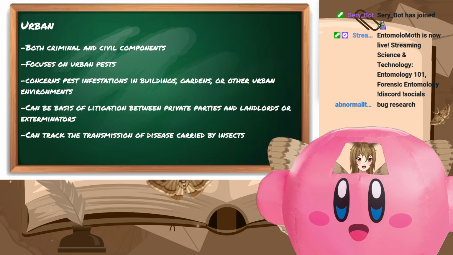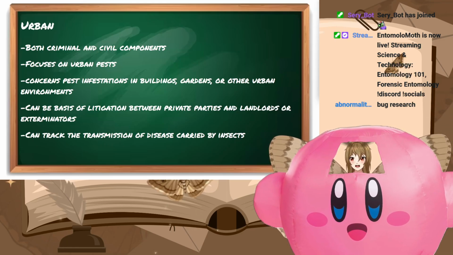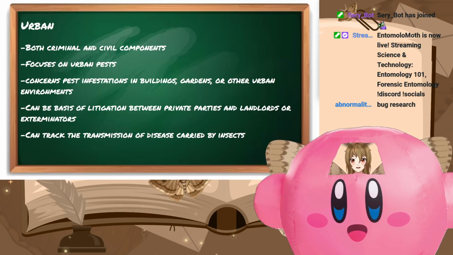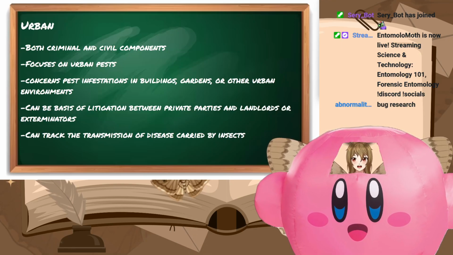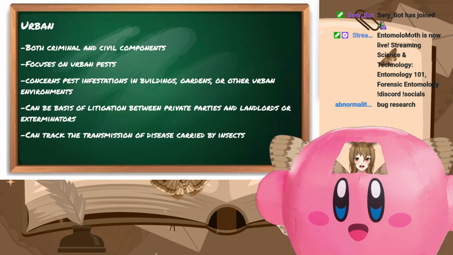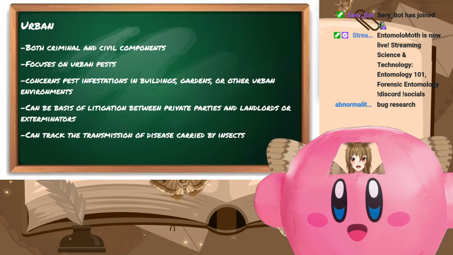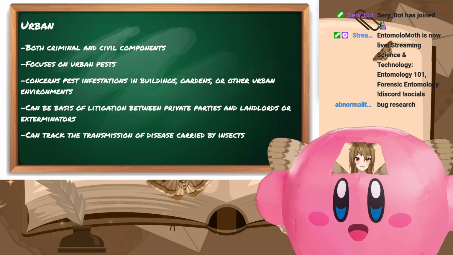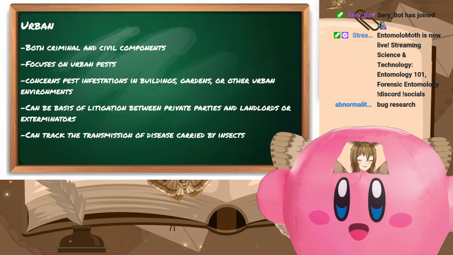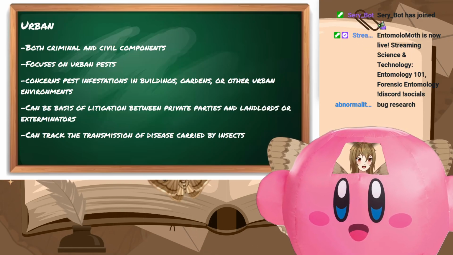Now, let's get to the urban one, which has both criminal and civil components. It focuses on urban pests and concerns pest infestations in buildings, gardens, and other urban environments. It can be the basis of litigation between private parties and landlords or exterminators. This is a lot of different things. Sometimes it helps in normal crime cases like murder, suicide, or any kind of death.